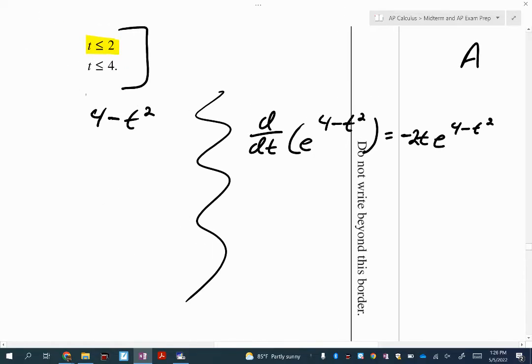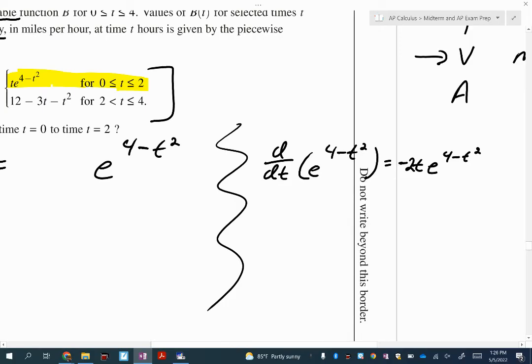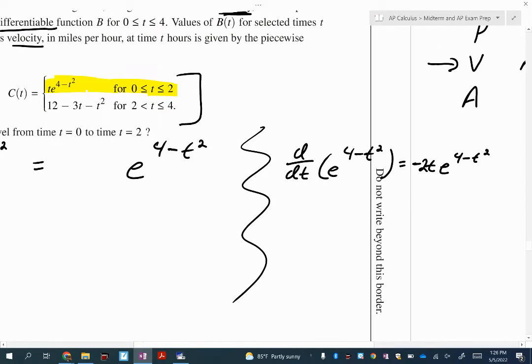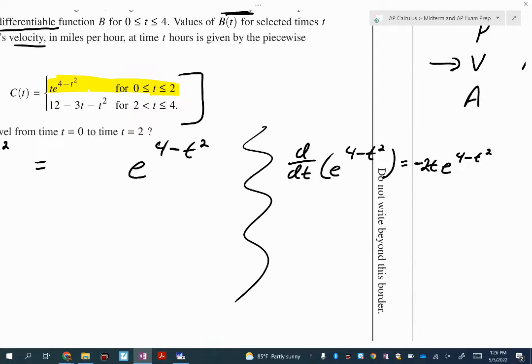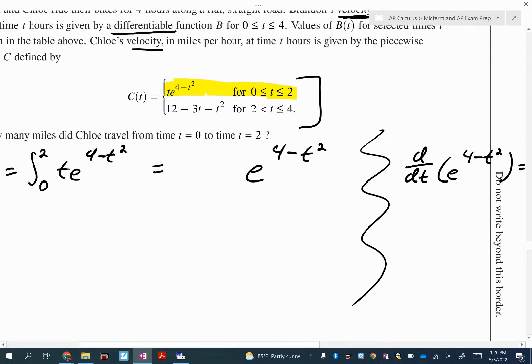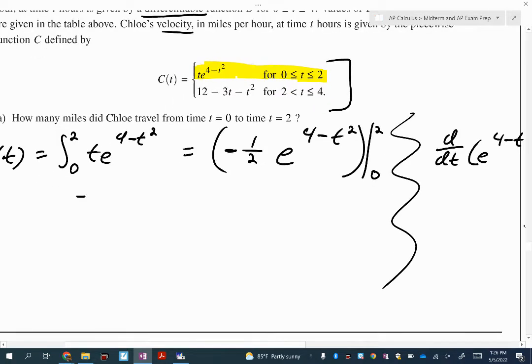And remember, what do I want it to be when I look back at my original? Just t. So what do I need to put here so that this is just t? A negative 1/2, the reciprocal of 2, which is 1/2. So I'm going to put negative 1/2. All right, I'm evaluating this at 2 and 0. So let's plug in 2 and 0 to this. Times e to the 4 minus 2 squared.